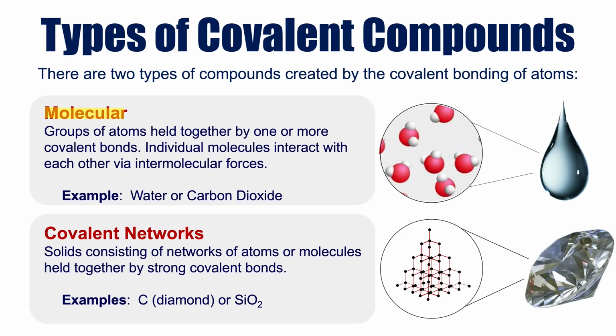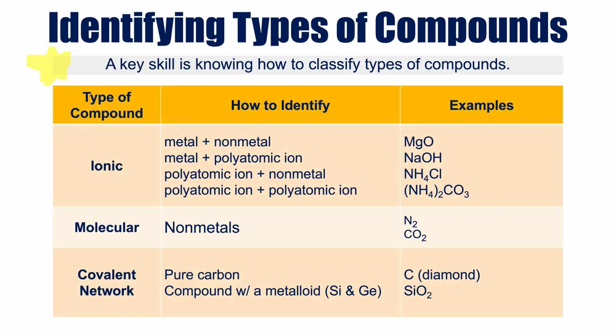The other type is what's called a covalent network compound. Examples would be diamond, graphite, and silicon dioxide. These two types of compounds can be created when a covalent bond is formed. So a key skill moving forward is, when you're given the formula of something, you should be able to identify if it's ionic, molecular, or covalent network.